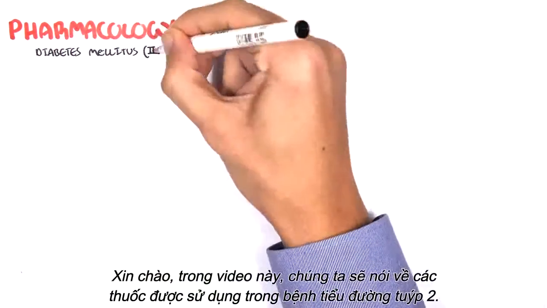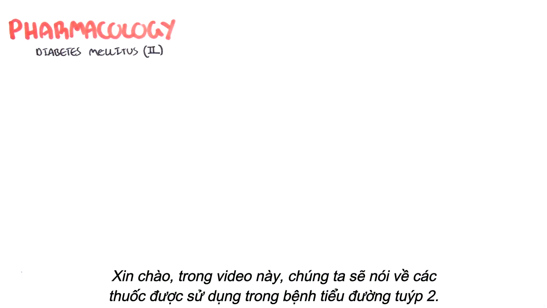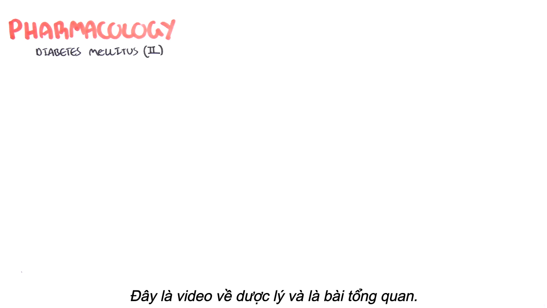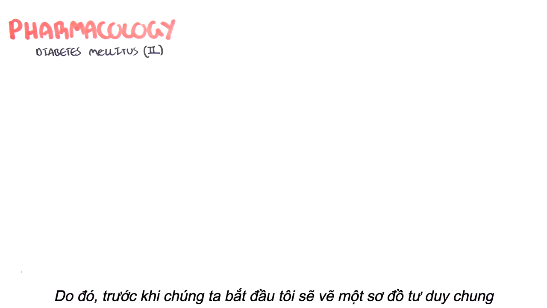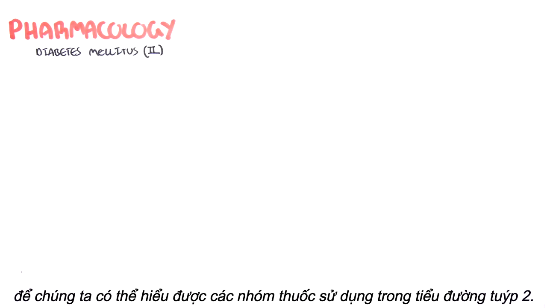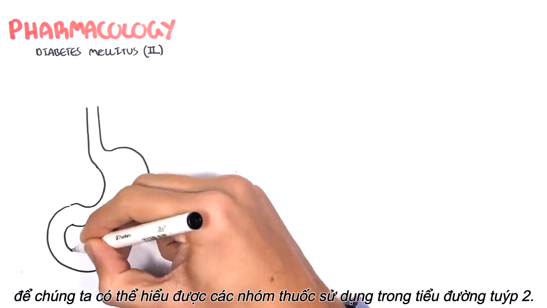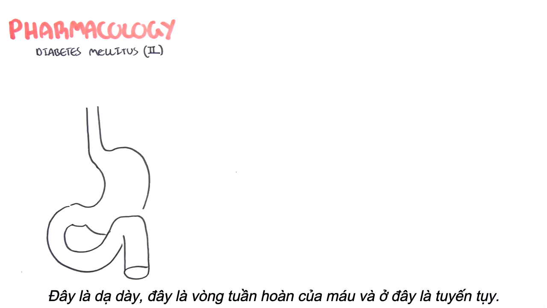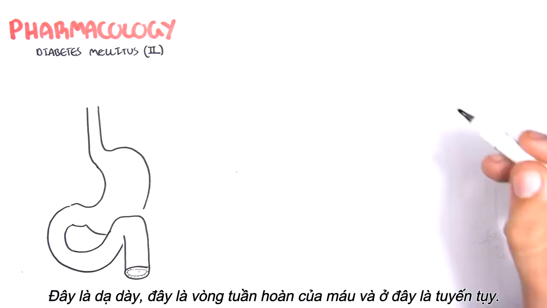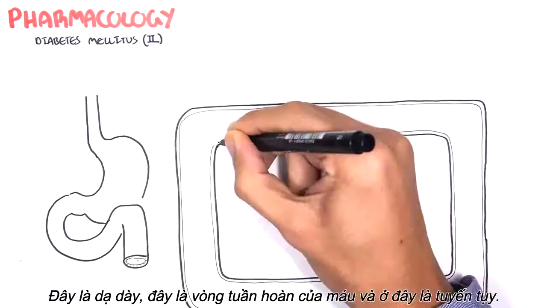Hello, in this video we're going to talk about the medications used in diabetes type 2. This is a pharmacology video and it's an overview. So before we start, I'm just going to draw a general diagram, a mind map, so we can get our heads around the different drugs used in diabetes type 2. So here is the stomach, here is the bloodstream, and here we have the pancreas.